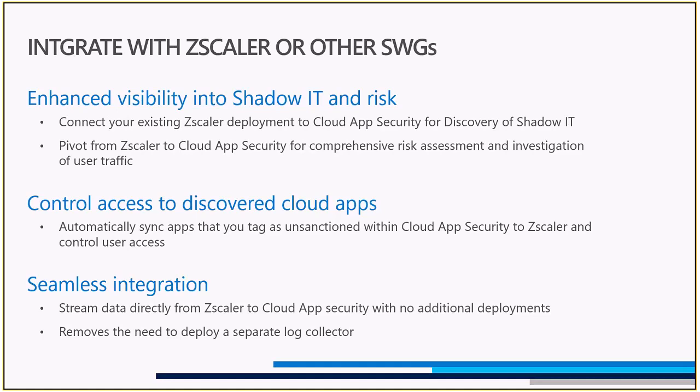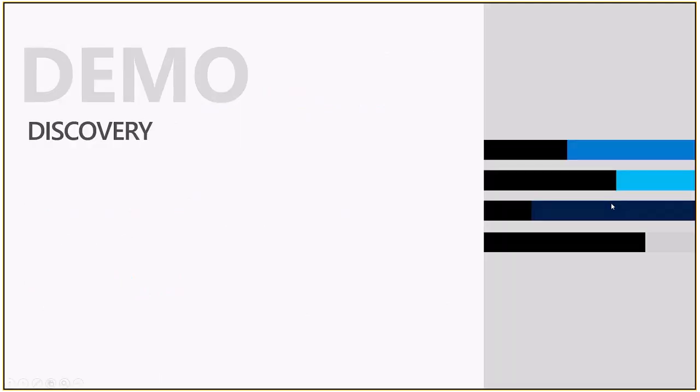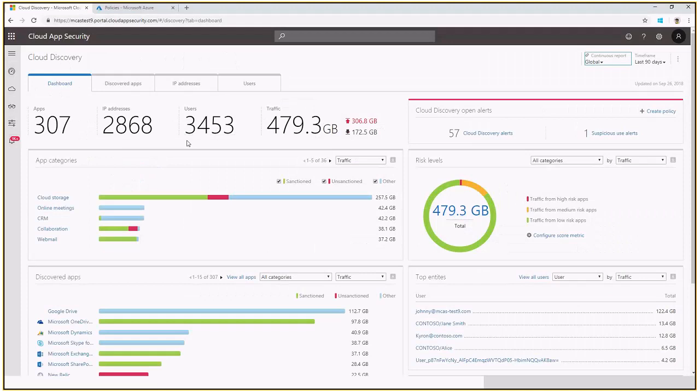Let's move to a demo. The first demo here will be on this specific discovery capability. So here you have the Cloud Discovery dashboard. This is a dashboard that provides you visibility on the application categories that are in use in your company. You can see in my environment that cloud storage is the one for which I have most of the traffic.